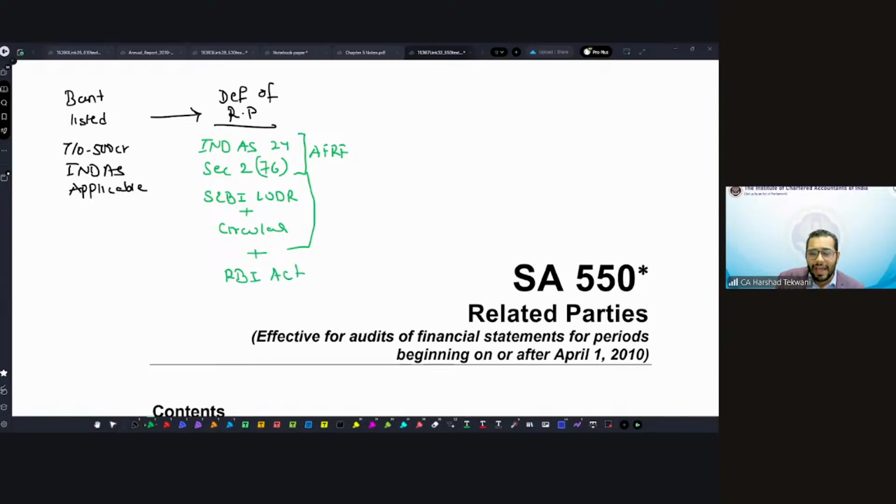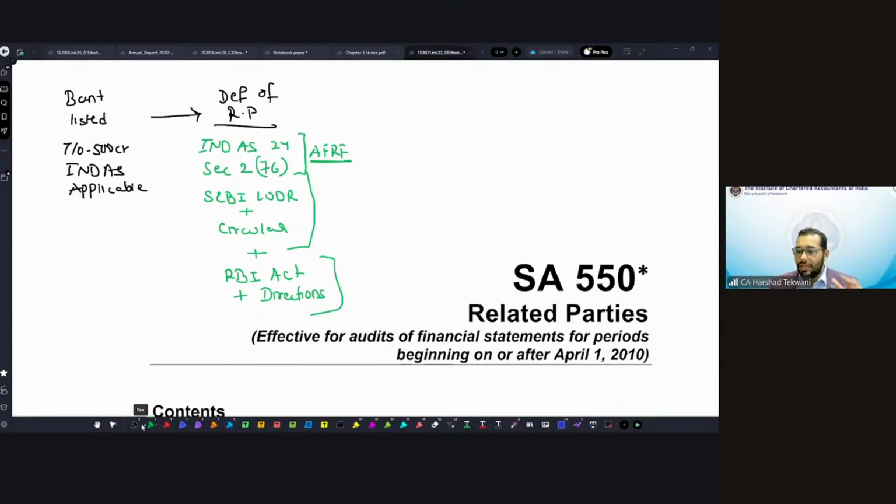RBI Act and its directions for the related party. That is also included. If I change it to insurance, it will be insurance company. If I change it to NBFC, again, the RBI Act and directions, and whatever related party references are given in that. So understand what is the applicable financial reporting framework for the related party, and then you proceed.